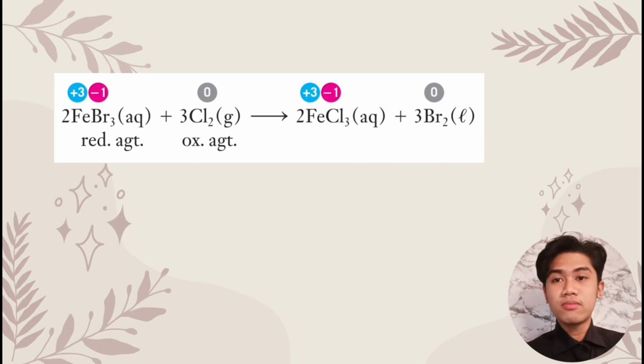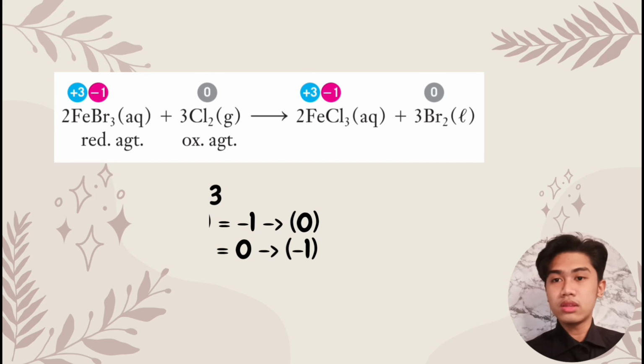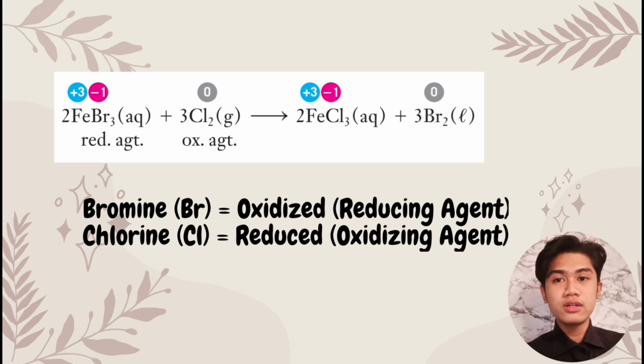Next example for more understanding. As you can see here that iron's charge doesn't change, so you don't have to worry about it. Notice that bromine is increased from -1 to 0, and chlorine is decreased from 0 to -1. So therefore, bromine is oxidized and chlorine is reduced. A simple tip here is to make sure to reverse it to get the correct answer.